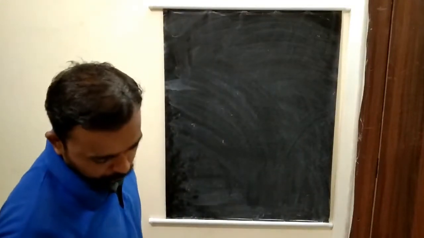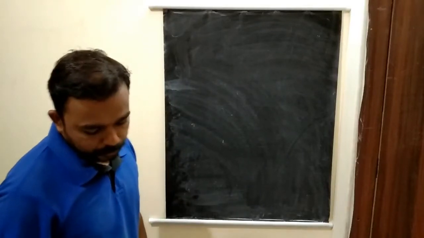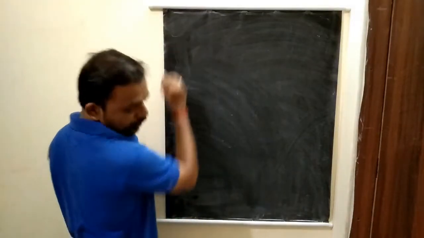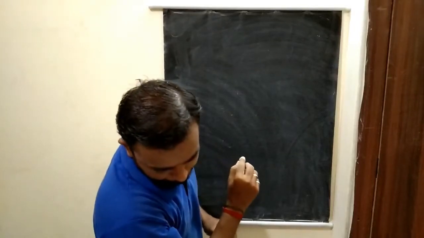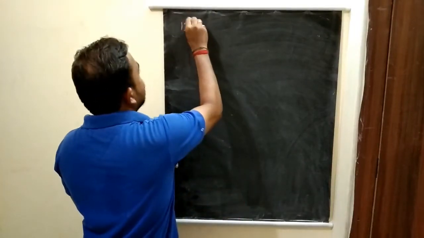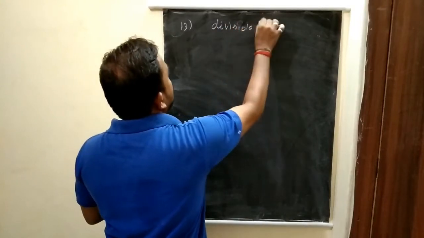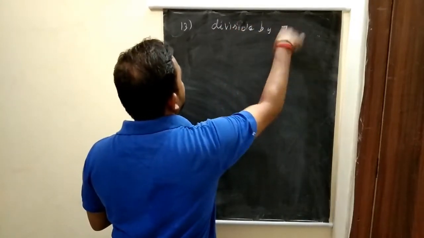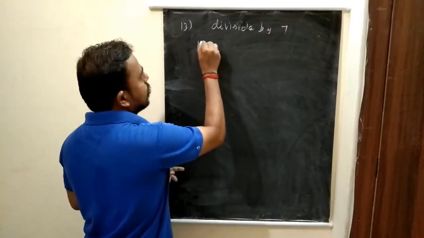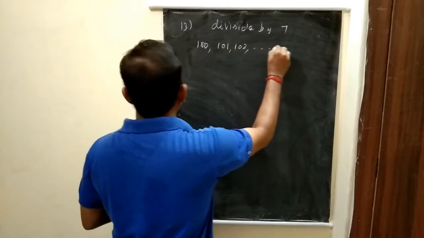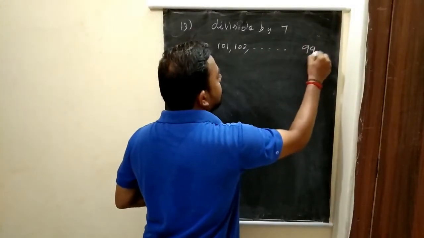Now come to 13th problem. How many 3-digit numbers are divisible by 7? Divisible by 7. So, actual problem 13. Divisible by 7, 3-digit numbers. Starting number 100, 101, 102, and so on up to 999.